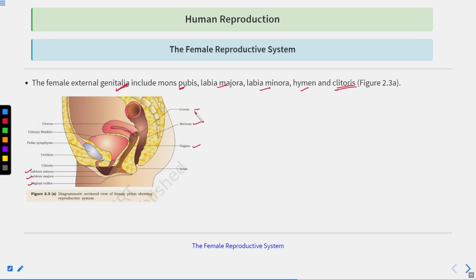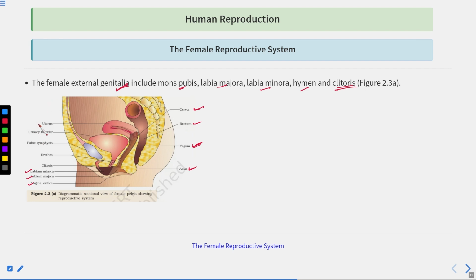Here you can see this is the cervix. And we have seen that the uterus leads into the vagina through this cervix. And this is the anus. Again, this is the part of the digestive system through which the waste material is eliminated out of the body.